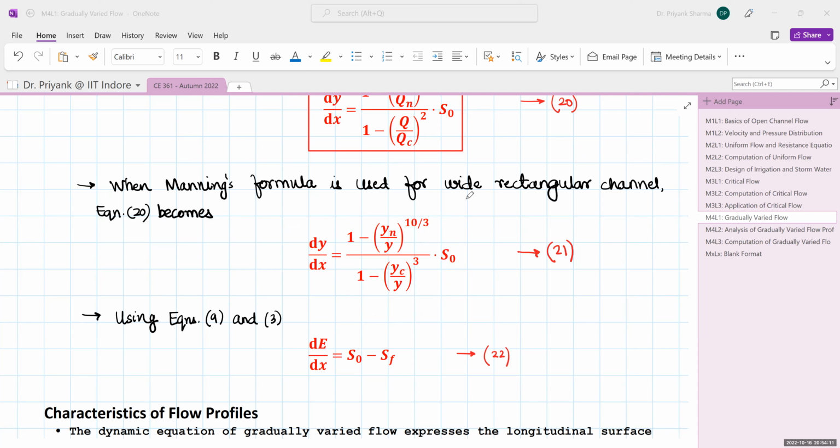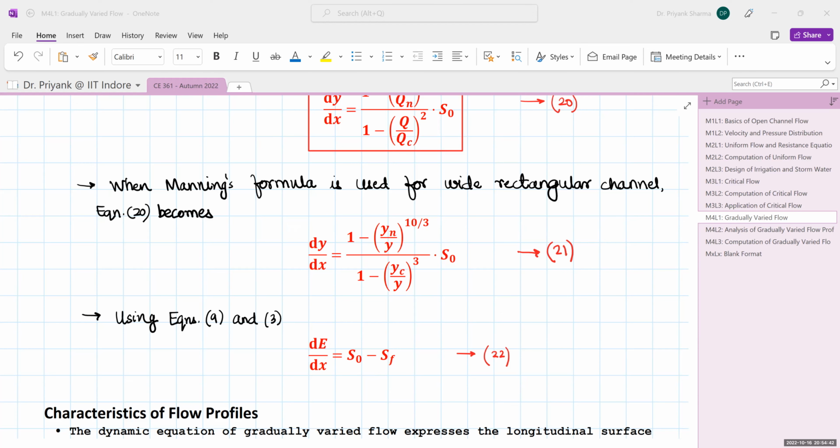So there are different versions, and finally using our equation 3 and equation 9, the dE by dx can be expressed as S naught minus Sf. So change in the energy slope, we are not considering the datum here, we are considering the specific energy slope, so it is S naught minus Sf. So these are the various mathematical forms of the GVF equation.